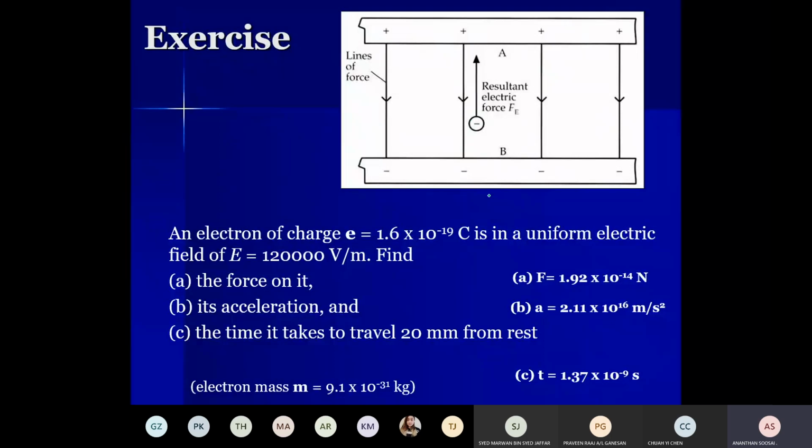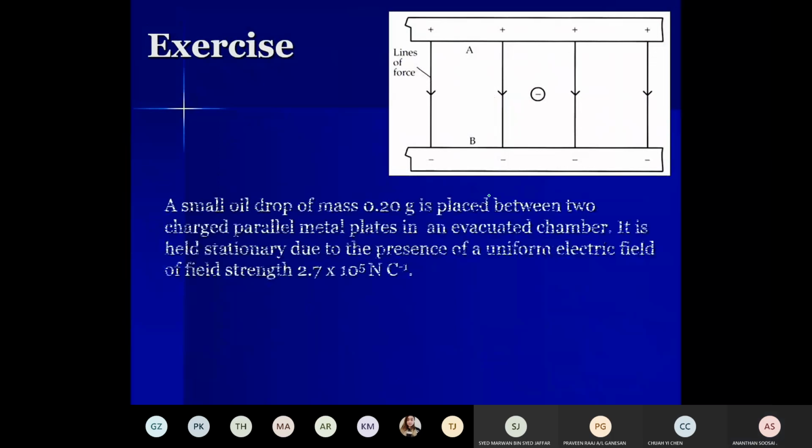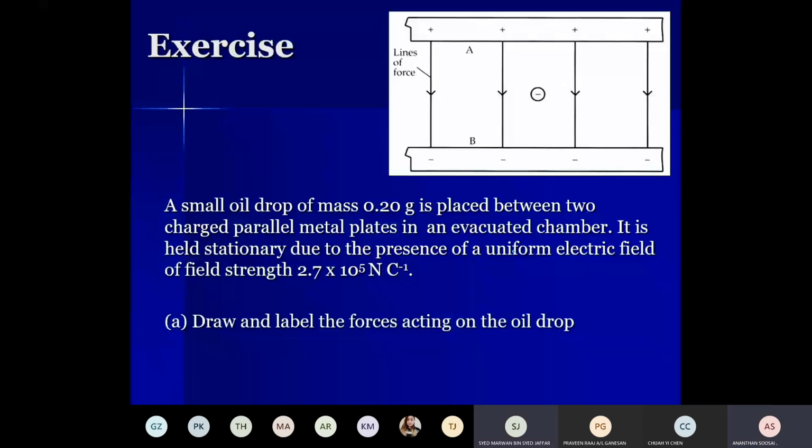So recall projectile. Sorry, before that, this is another example. An oil droplet was placed between the electric field. So please do these two questions. I give you 1 minute, just for you to do first. Think about this question.